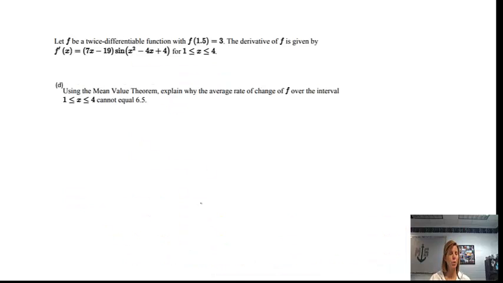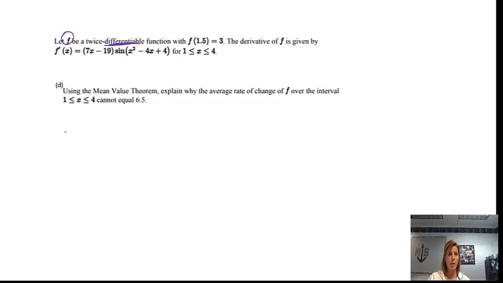Okay, now notice again, totally different topic. Use the mean value theorem on the same function. Explain why the average rate of change of f over the interval 1 to 4 cannot equal 6.5. So I'd probably think maybe it doesn't meet the conditions. Let's remember the conditions. The first one is that the function is continuous, and the second one is that it is differentiable. They told us that f is a twice differentiable function, and we know that if a function is differentiable, then it must also be continuous.